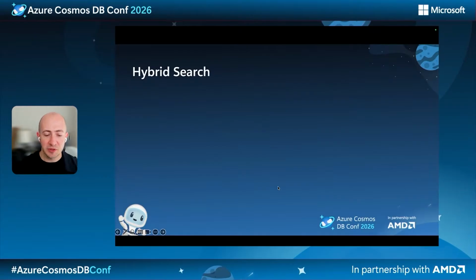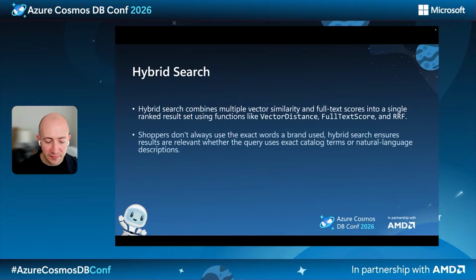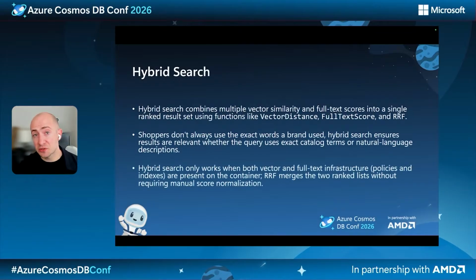And finally, we have hybrid search. Hybrid search combines multiple different measures like vector similarity and full text scores into a single ranked result. So for example, if you want your shoppers to be able to make sure that maybe your searches contain certain keywords, but you also want to capture the semantic similarity from vector search to find related products, hybrid search could be a really great approach. And again, you have to define both the full text and vector index to utilize this. And then the RRF function merges the two scoring methods together.